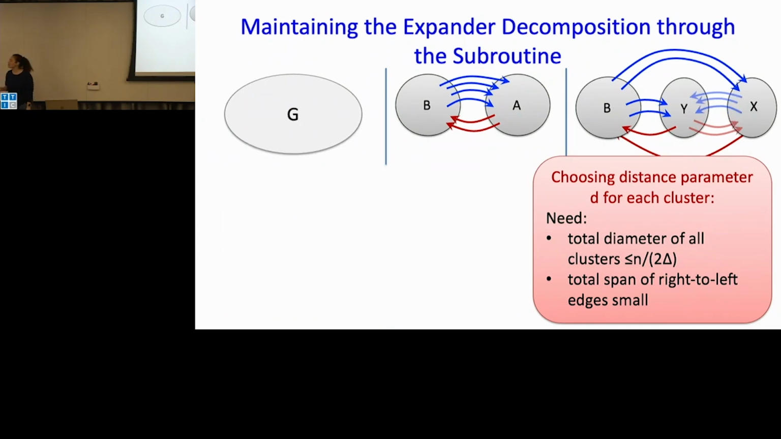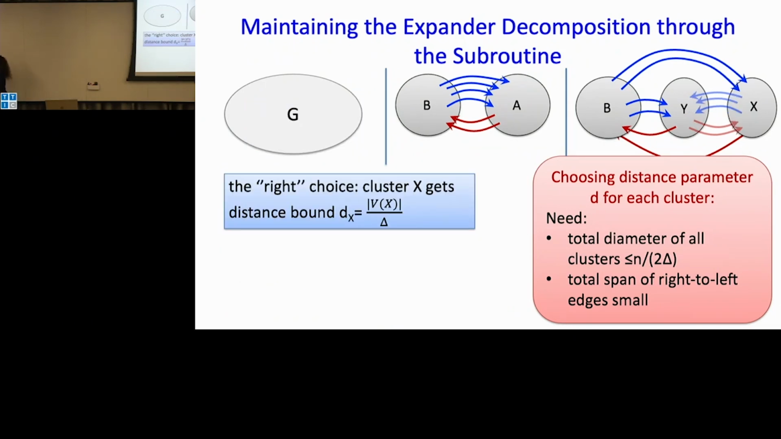So this d needs to be chosen carefully, and it turns out that this is the right choice. It's sort of similar to what was done previously. It's the number of vertices in the graph divided by delta. But the really important thing to notice here is that it may be really large. It could be like square root n, or I don't know, some polynomial in n.